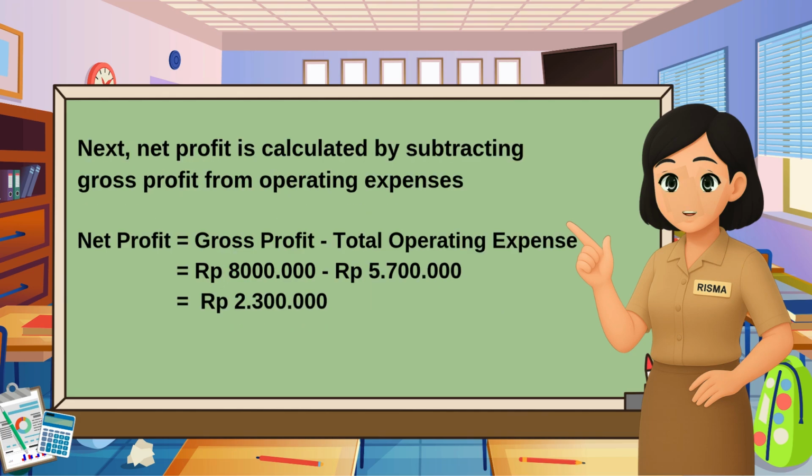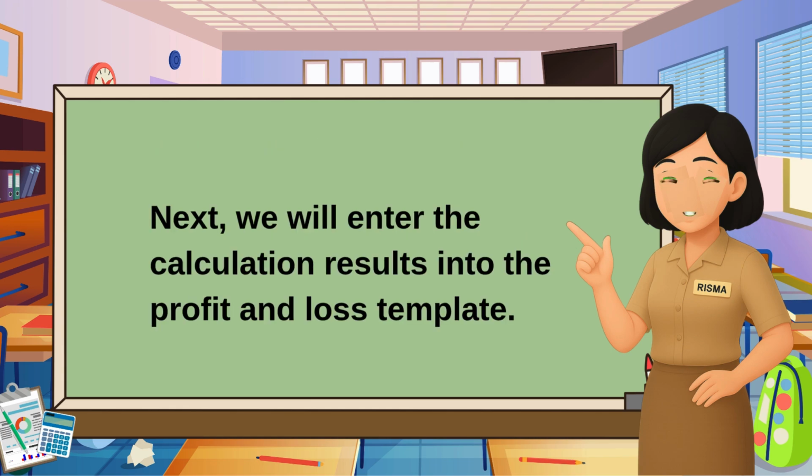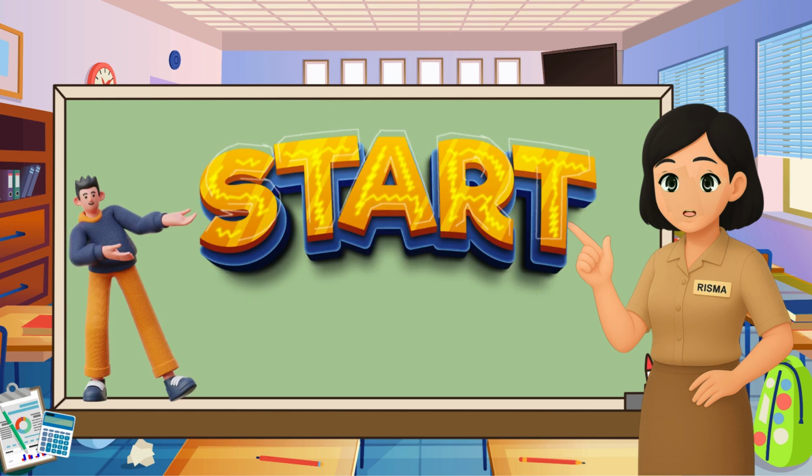Next, net profit is calculated by subtracting total operating expense from gross profit. Gross profit minus total operating expense, the result is net profit. Next, we will enter the calculated results into the profit and loss template. Let's get started!